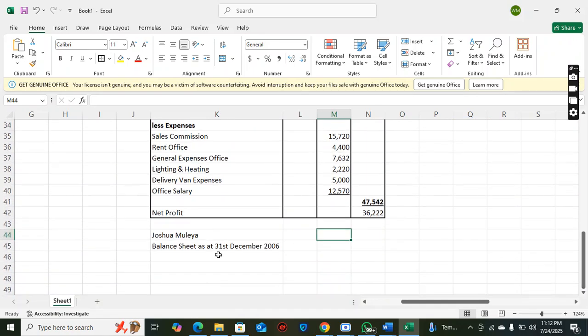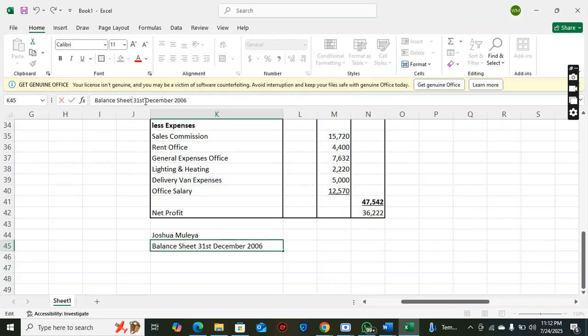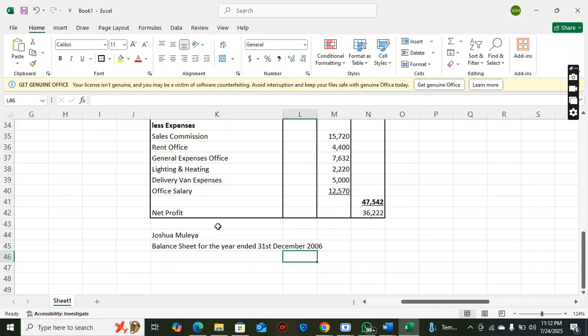For the year ended. Yes. Why did I put this? For the year ended. Don't know why I was putting as at. Although I don't think you can be penalized, but anyway, this is the standard one for the year ended 31st December 2025.